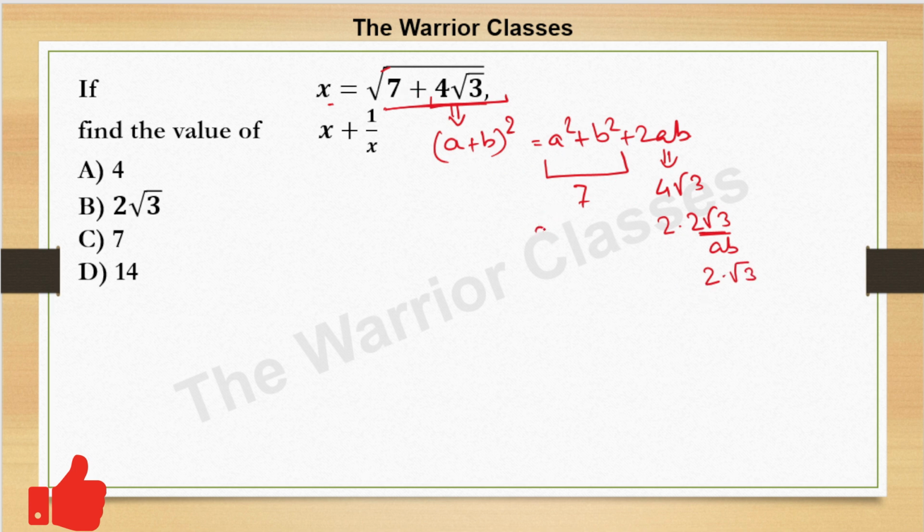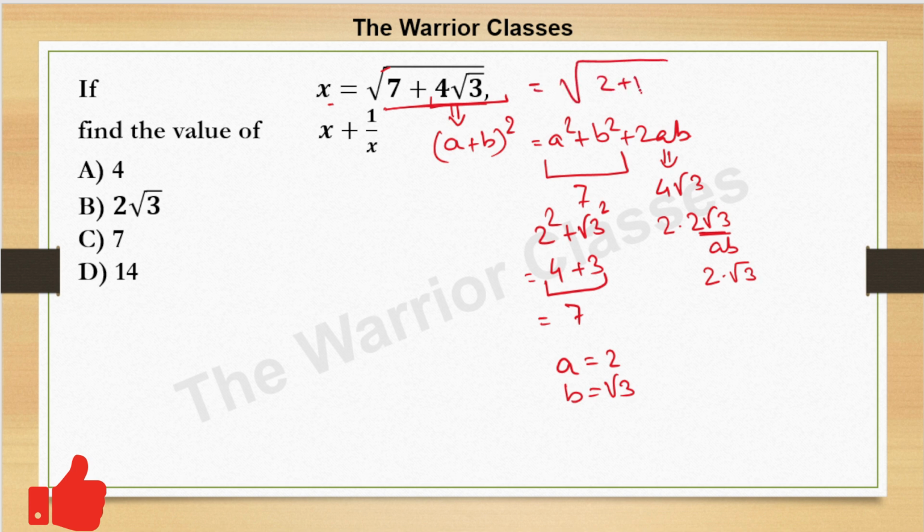Likewise 7 we can change to 2 square plus square root 3 square. The value of it will be 2 square is 4 and square root 3 square is 3, so the value of this term becomes 7. Now from here we have calculated that a is 2 and b is square root 3. So we can write this expression as square root of (2 plus square root 3) whole square, right? Now the square root and square will be cancelled and we are left with the value of x as 2 plus square root 3.